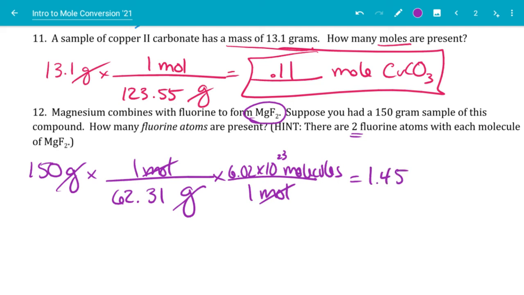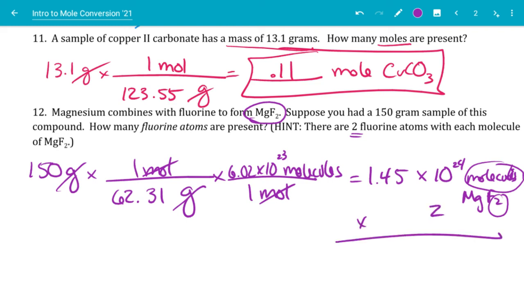and that gives me 1.45, I'm rounding, times 10 to the 24th. I hope I did that right. 1.45 times 10 to the 24th. And that's molecules of MgF2. However, for each molecule of MgF2, there are 2 fluorines. So to finish this one up, we have to multiply the whole thing by 2.